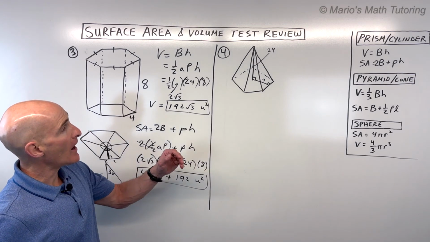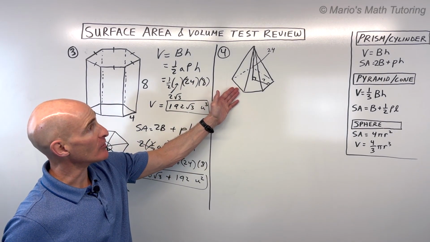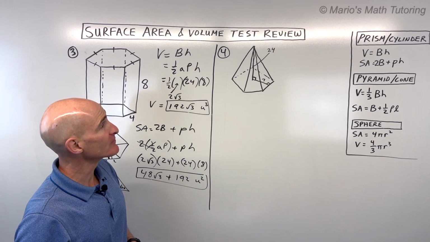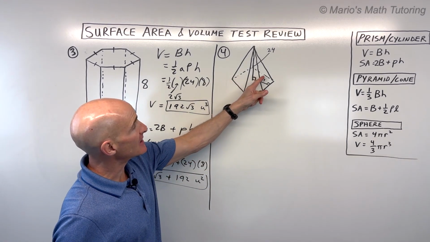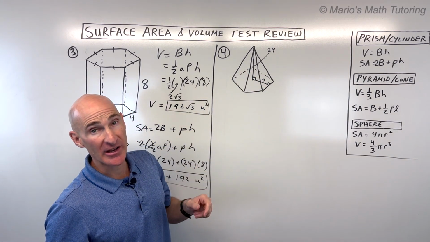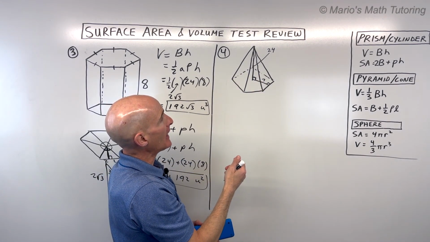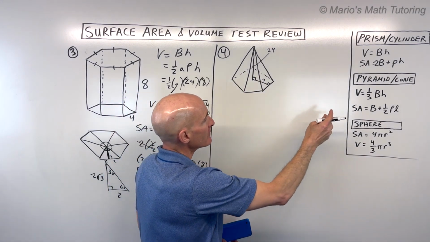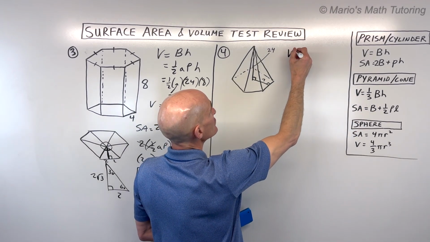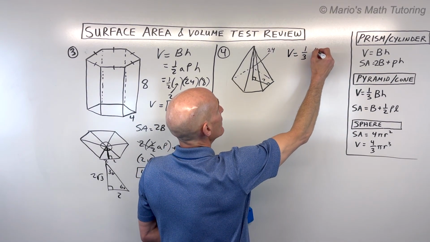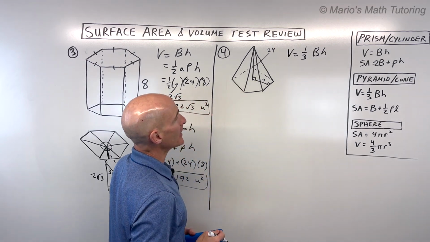Okay, for number 4 now, what kind of shape are we dealing with here? We want to find the surface area and volume. Well, this is a pentagonal pyramid, so we just have the one base. It's a regular pentagon. And how do we find the volume and surface area? Well, let's start with volume. So volume equals 1/3 the area of the base times the height.